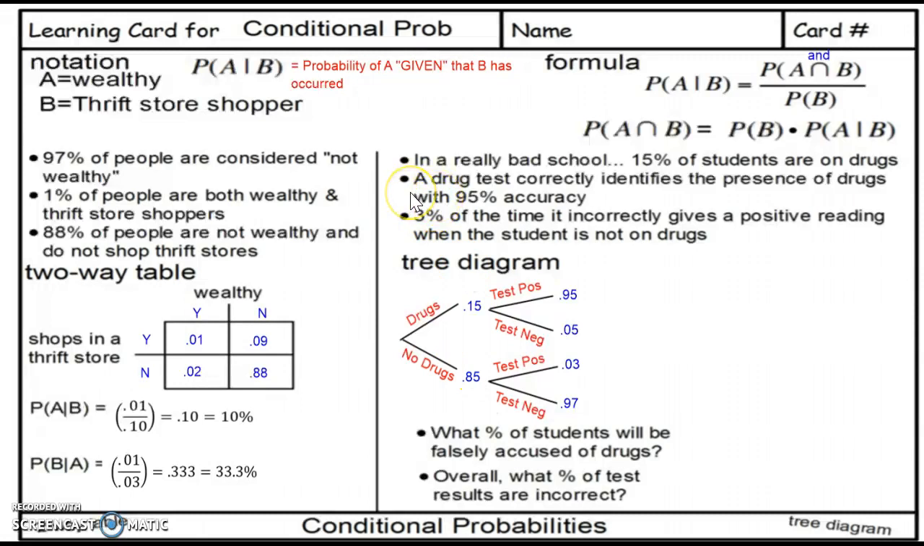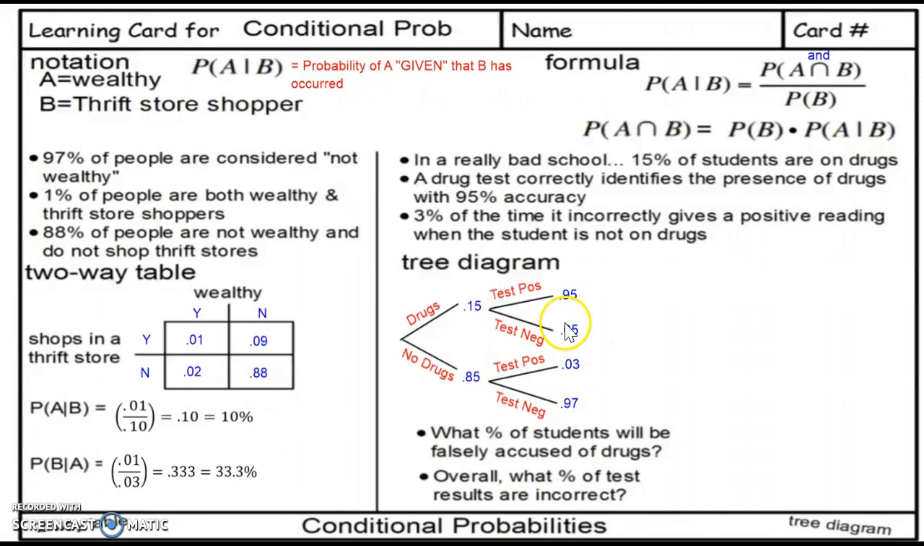Then we move on and it says a drug test correctly identifies the presence of drugs 95% of the time. So if a person is on drugs and they get tested, they are either going to test positive or they're going to test negative. If a person is not on drugs, they could still test positive or negative. So if a person is on drugs and they take the test, 95% of the time, it's 95% accurate, they will test positive.